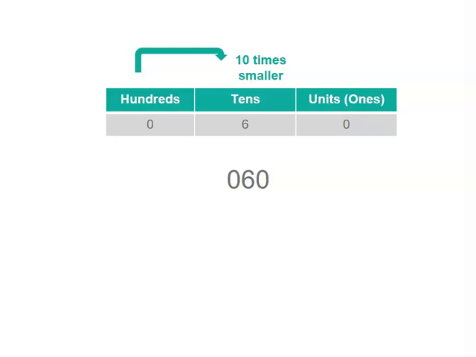and 0 ones. And we don't need the leading 0 because we don't need to know that there's nothing in the hundreds column. We've got 6 in the tens column, but we do need the 0 after our 6 because that helps us know the 6 is in the tens column.